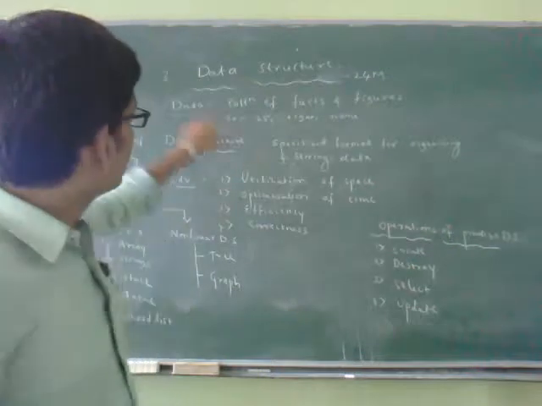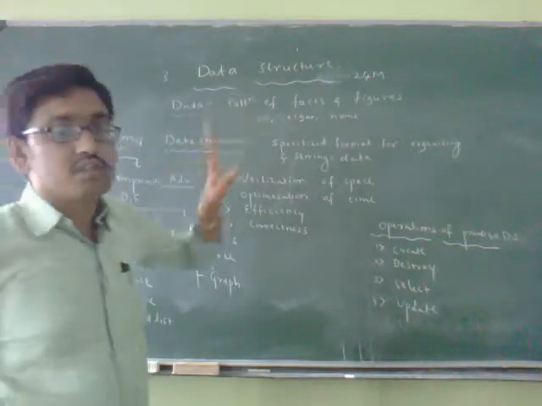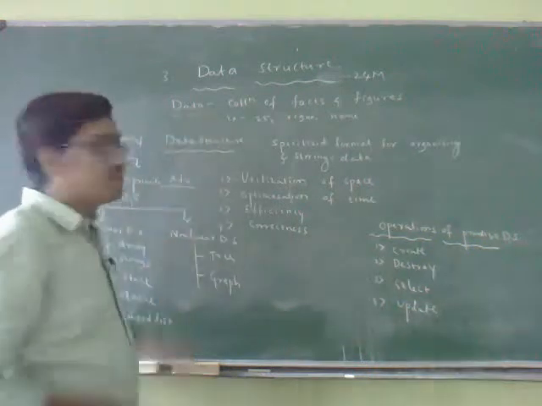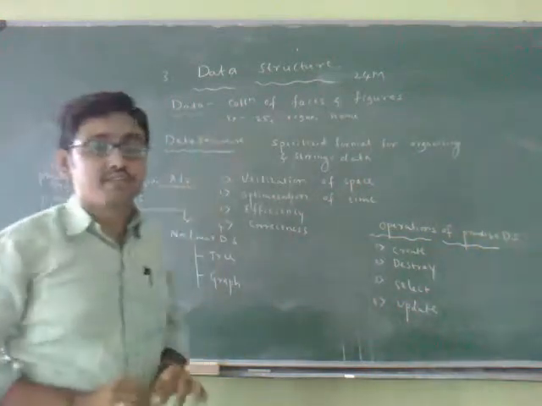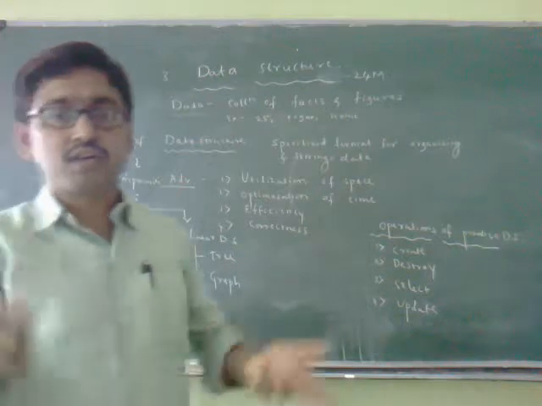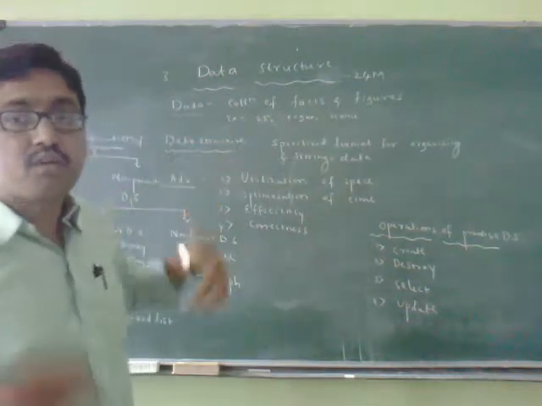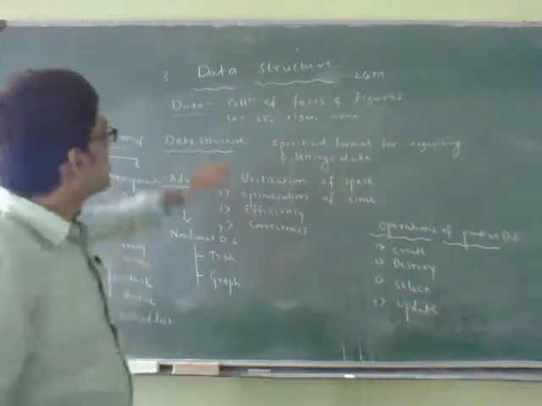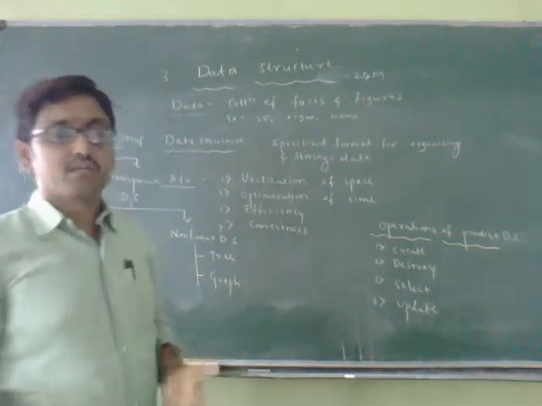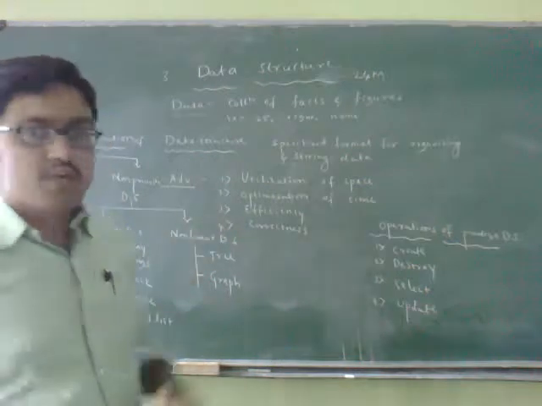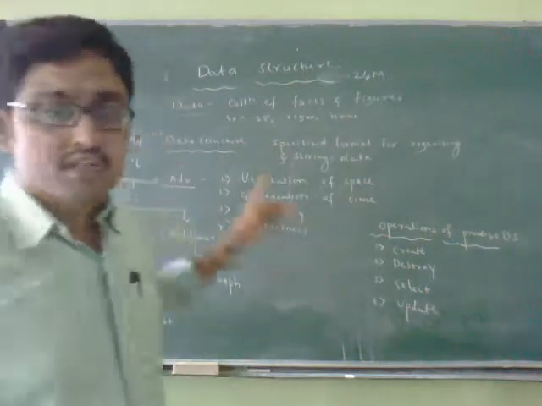First of all, what is data structure? First of all, what is data? Data means it is a collection of facts and figures. Data means whatever you enter into the computer. For example, 25 you can enter into the computer, that is called data. Register number, name, these are nothing but data. Whatever you enter into the computer, that is called data.